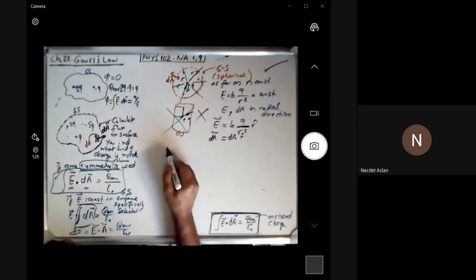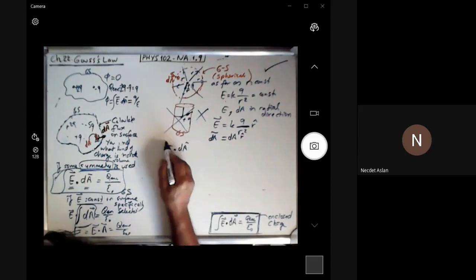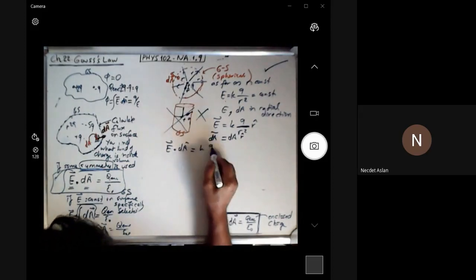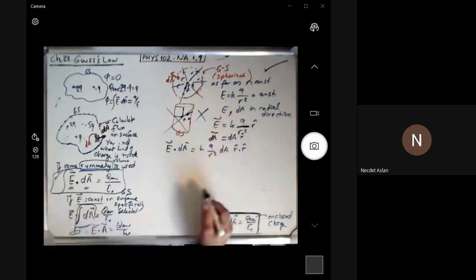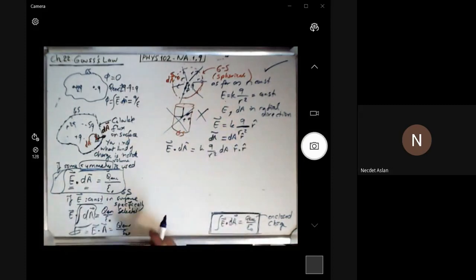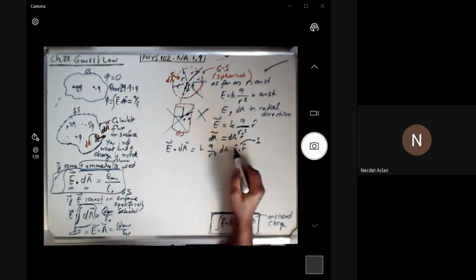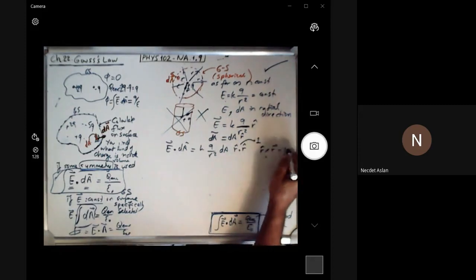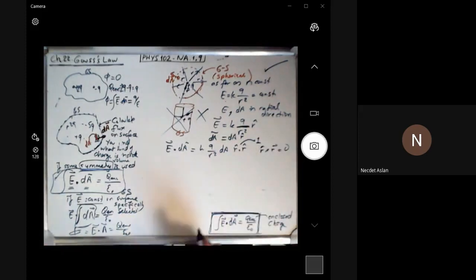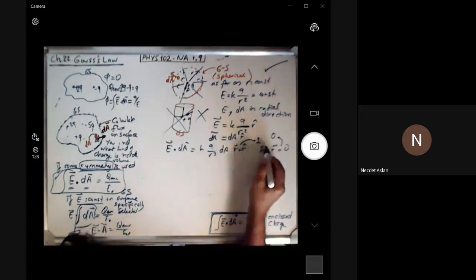Now, if you dot multiply these two quantities, E dot dA is just kq over r square dA. Now we have r dot r. When you dot multiply two unit vectors, it's just one. We know it, because the magnitude is one, the dot product is 1. But if you cross multiply two unit vectors like that, then it's 0 obviously because they are in the same direction. The cross multiplication is 0, but the dot multiplication gives you 1.